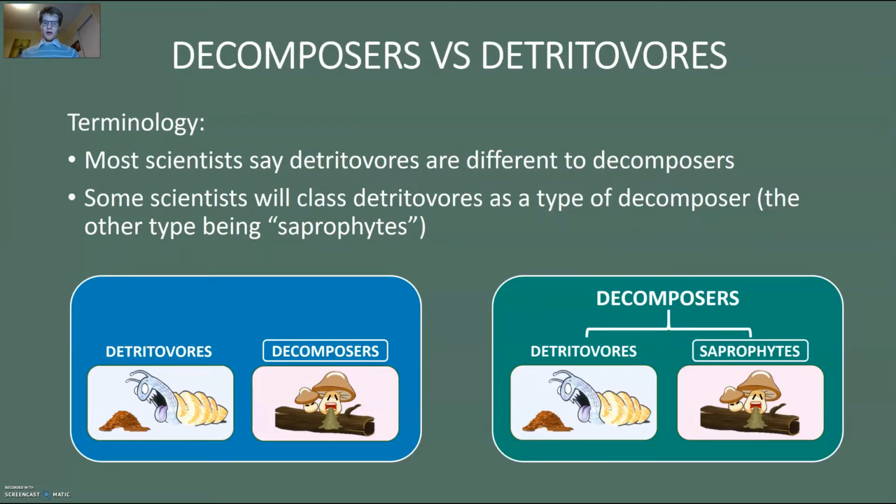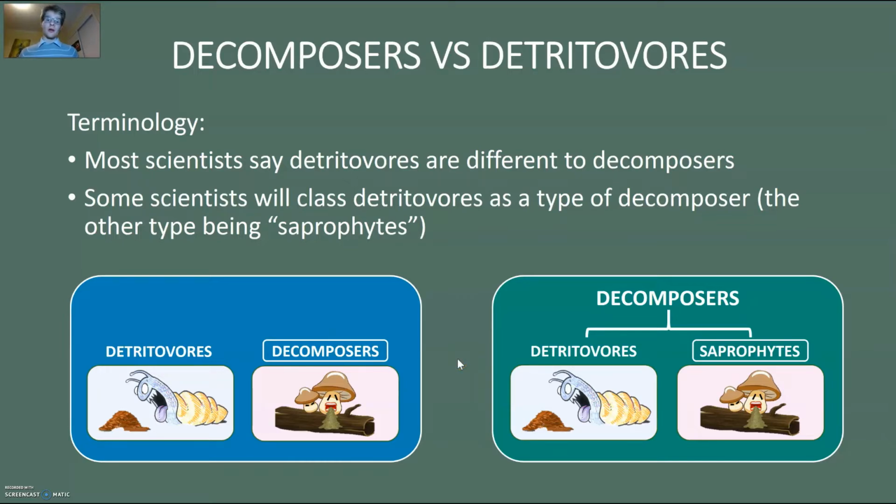If this clashes with something you've learned before about decomposers and detritivores, just know in terms of terminology, some scientists are going to say that detritivores are different to decomposers, like in this case, but other scientists are going to say that detritivores are a type of decomposer, and the other type of decomposers are called saprophytes. Whichever type of terminology you subscribe to, just know that we have these two types of organisms that break down dead matter and leave behind nutrients.